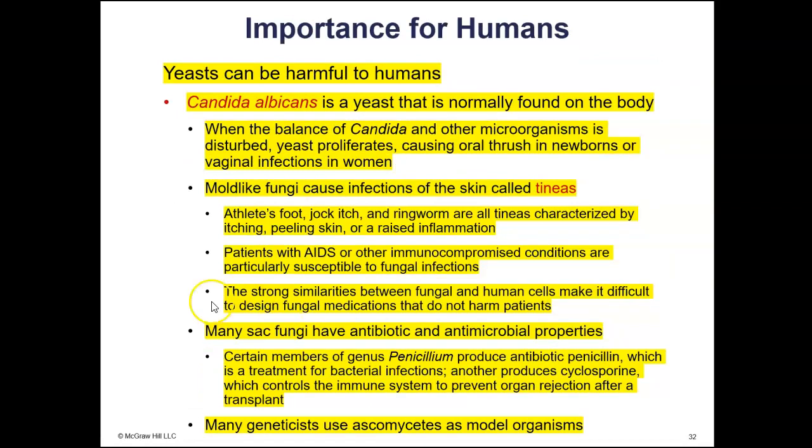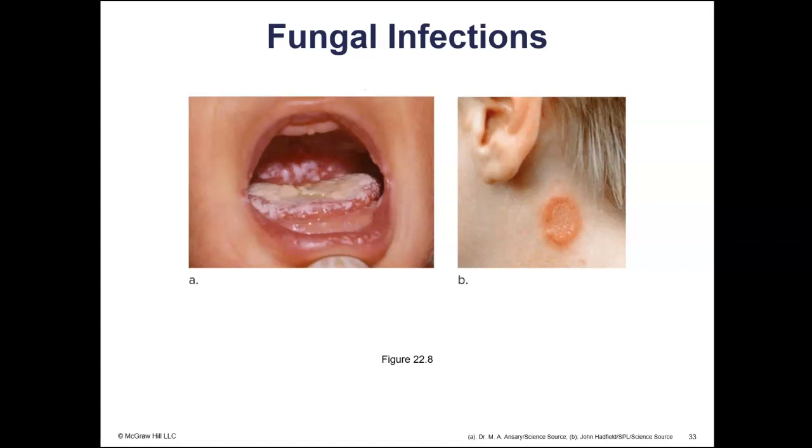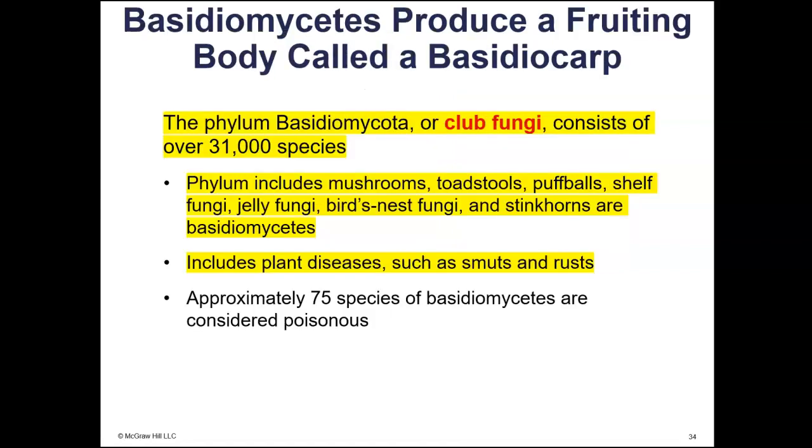And then the yeast that can harm humans is called Candida albicans, and that can cause yeast infections in the mouth, called thrush, and it can cause vaginal yeast infections in women. Here's a picture of thrush in a child. And then here's also a picture of ringworm. If you didn't realize that ringworm was a fungal infection, ringworm is caused by a species of Ascomycetes.